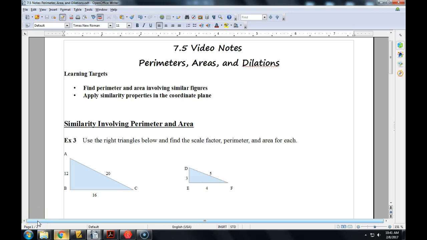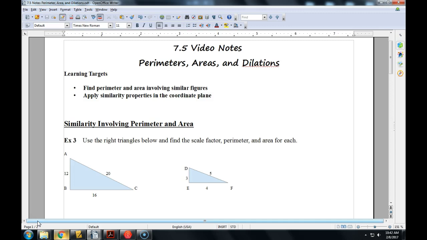Alright, 7.5 video notes. This is the last section of chapter 7. We're combining two sections into one. We used to run two sections, but I don't think there's quite enough material in both to take up two different days. So perimeters, areas, and dilations.